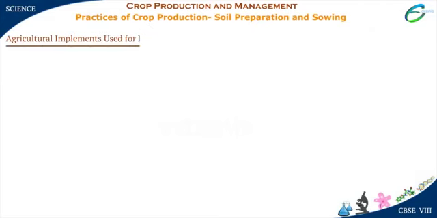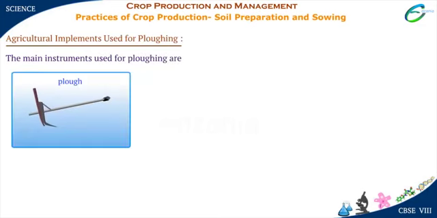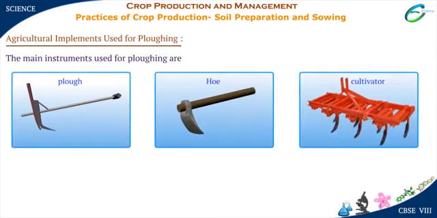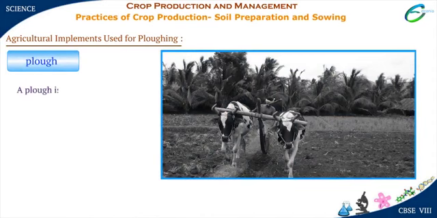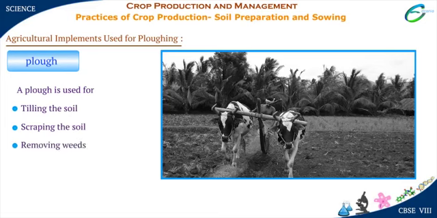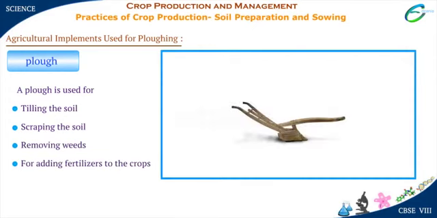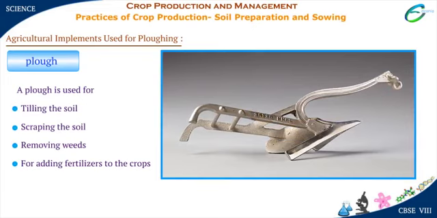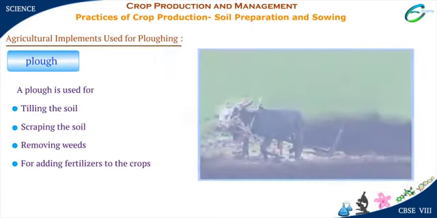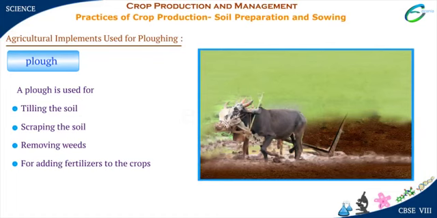Agricultural implements used for plowing. The main instruments used for plowing are plow, hoe, and cultivator. Since ancient times, a plow is being used for tilling the soil, scraping the soil, removing weeds, and for adding fertilizers to the crops. The plow was made of wood in the early days, but is now being replaced by iron plows. It is drawn by a pair of bulls or other animals like horses or camels.